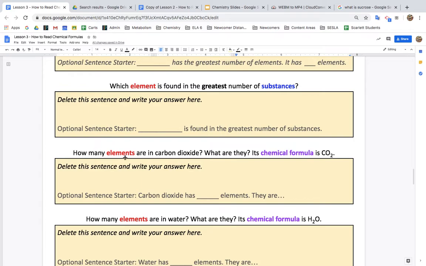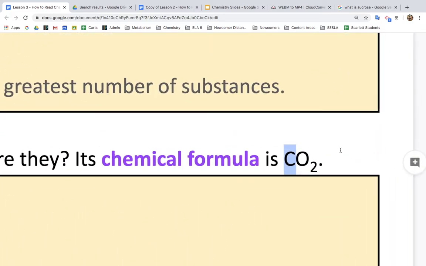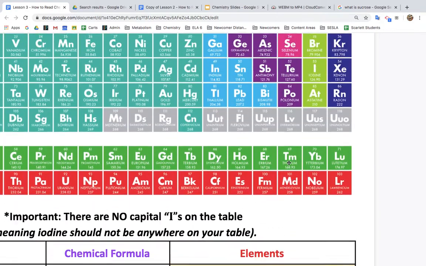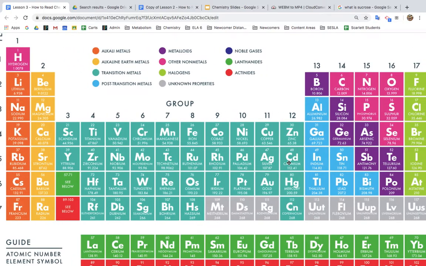Next, how many elements are in carbon dioxide? What are they? Its chemical formula is CO2. So let's look. I know that these are separate, the C and the O, because they're capital letters and only little letters stick together. So I can see this is 1 element and this is 2 elements. What are they? You might have C memorized by now. If you don't, you can go up to the periodic table and look for C and find the name of the element.